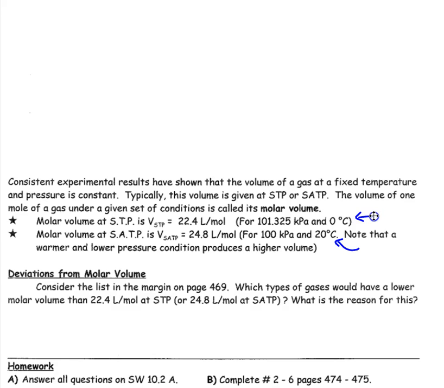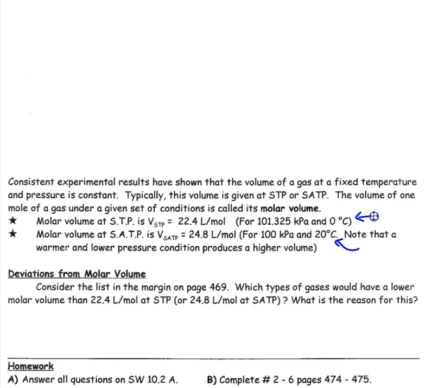Now, there are slight deviations from molar volume, and these are described in your textbook on page 469. You'll see some types of gases in the margin there. Real molar volumes can vary from as little as 22.097 for ammonia up to 22.433. So not much change there for hydrogen, carbon dioxide, nitrogen, and oxygen.